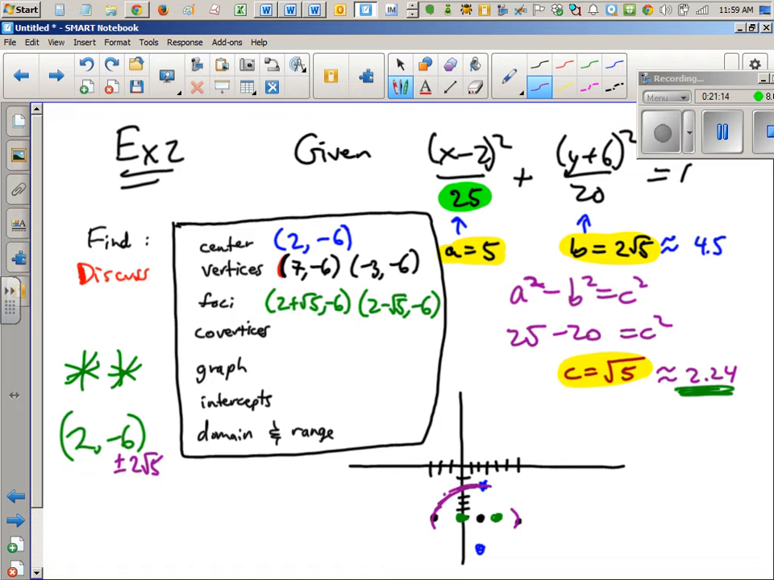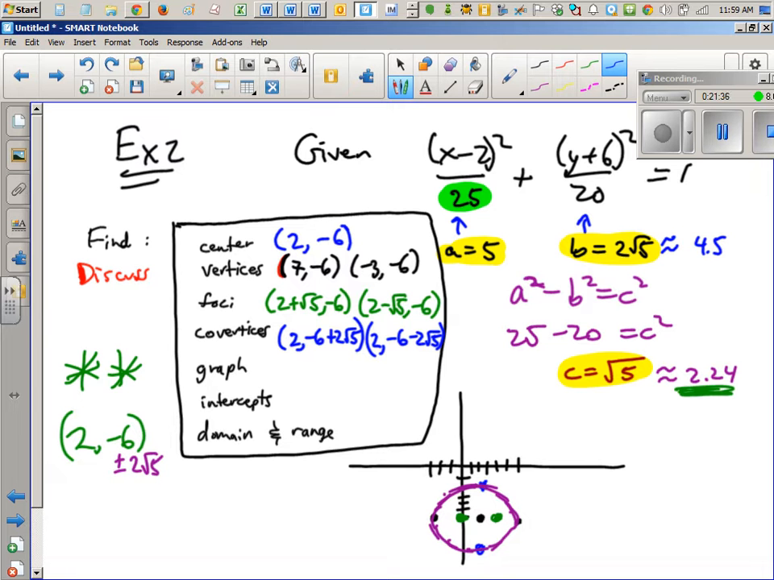Okay, so the ellipse is close enough for sketching purposes. We're not using graph paper. That's good enough. And for co-vertices, we're going to go with final answers 2, -6 plus 2 root 5, and 2, -6 minus 2 root 5.